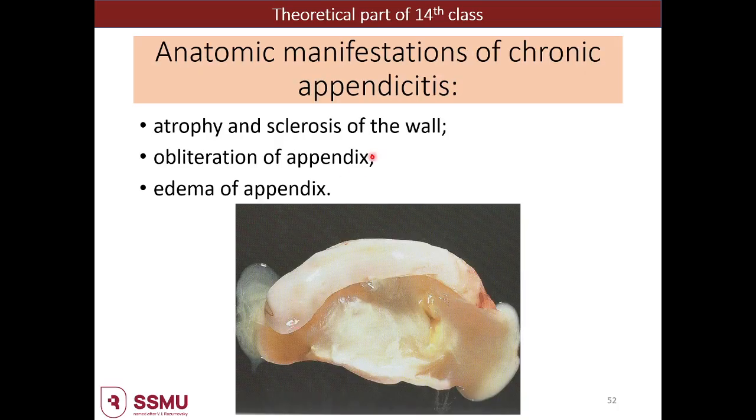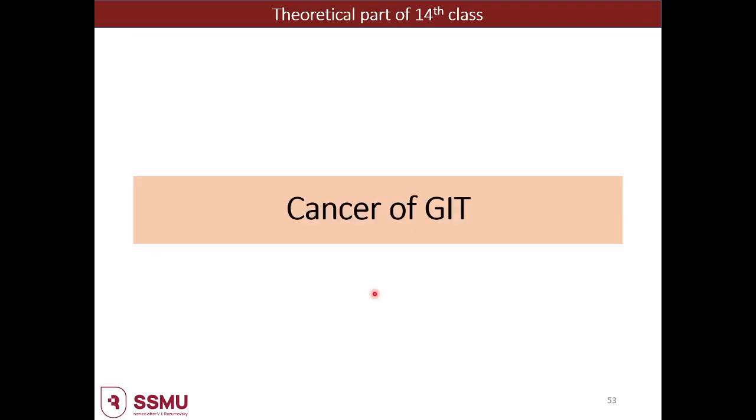Anatomical manifestation of chronic appendicitis is associated with atrophy and sclerosis of the wall, obliteration of the appendix, and formation of edema in it. And also it is associated with formation of periappendicular infiltrate in this area.